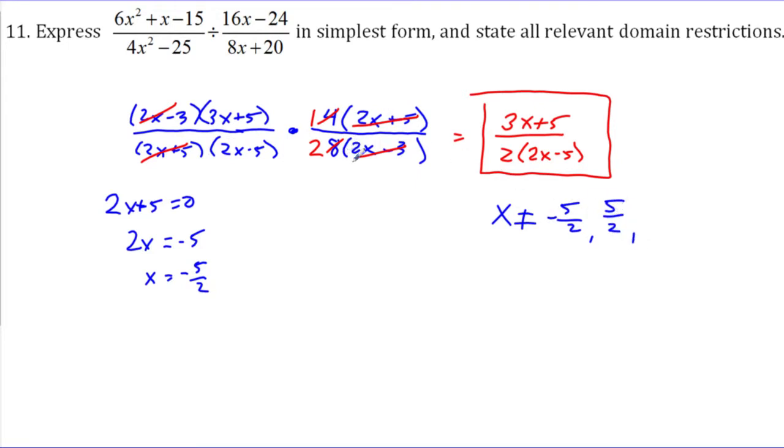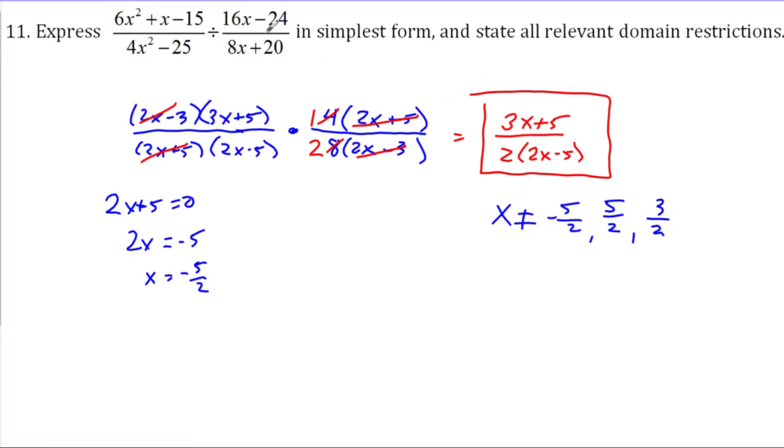I can do the same thing here. Don't worry about the 8, that doesn't have any variables in it. But 2x minus 3 is going to give me a positive 3/2. That's a bad value. Here's where we have to be careful, and for this problem, it's not going to contribute anything new.